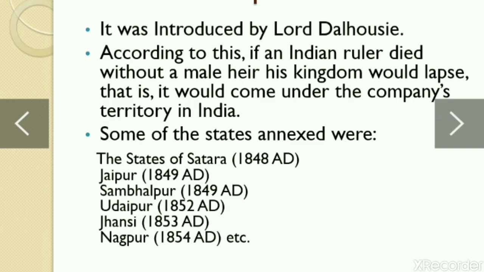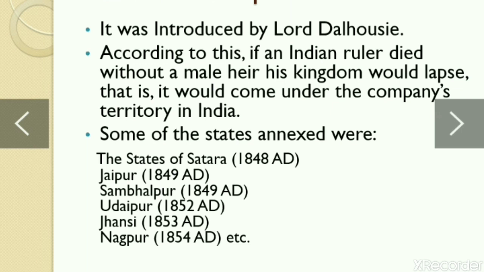So we'll start with what actually the doctrine of lapse is. According to the doctrine of lapse, if an Indian ruler died without a male heir, heir meaning successor to his kingdom, the kingdom would lapse. So if a person does not have a hereditary son, the territory will belong to the British kingdom. The adopted son will not get the territories. They can only possess the private property, but they cannot possess the territory which was given to the king. And this particular policy was introduced by Lord Dalhousie.